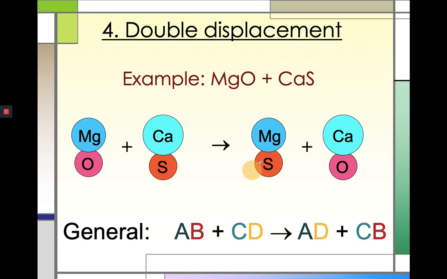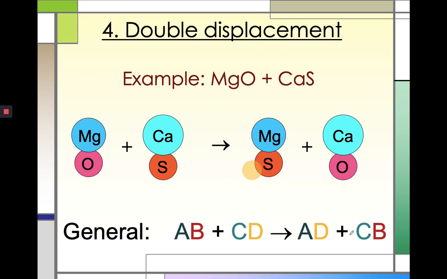So for example, between magnesium oxide and calcium sulfate, take note that they have different reactivities and since they are paired with each other, we expect a reaction to happen. In here, the metal from compound A binds with the non-metal from compound B. So that's why magnesium pairs up with sulfur, and calcium pairs up with oxygen.